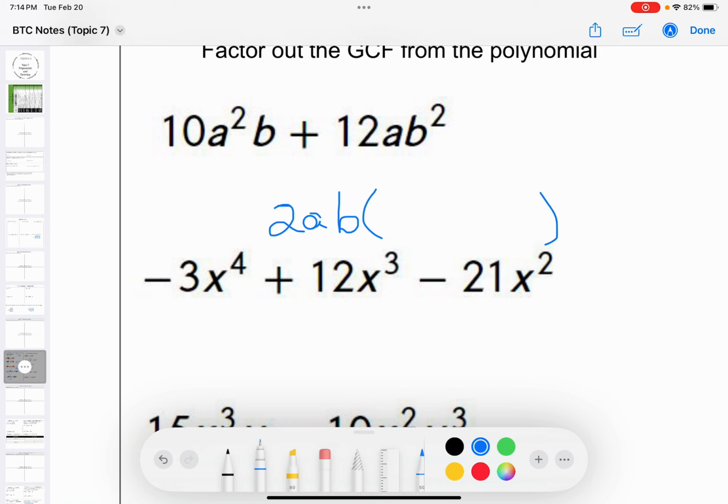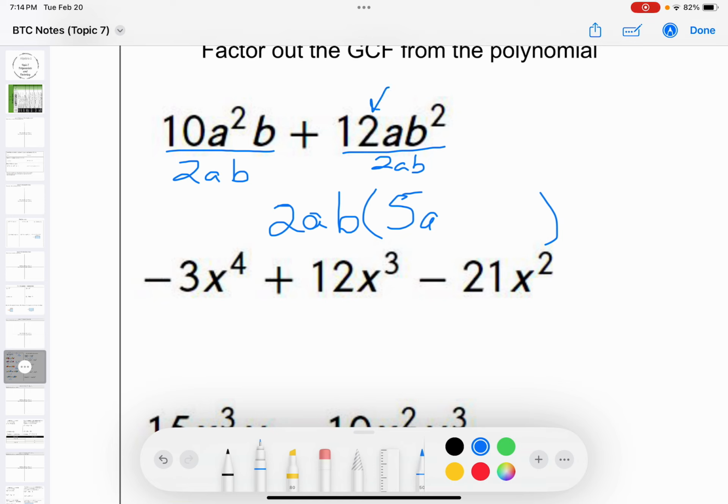Now, that's our greatest common factor. So in my parentheses now is going to be what's left after I take out that greatest common factor of 2ab from both terms. So basically now we're just going to do some division. 10 divided by 2 is 5. A squared over a is 1a left. B over b is no b's left.